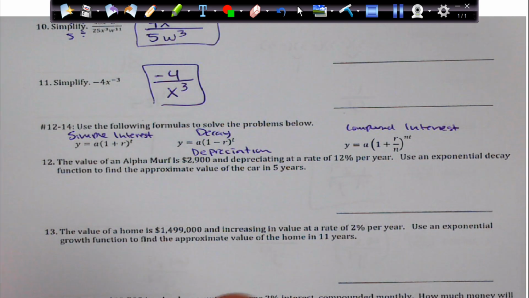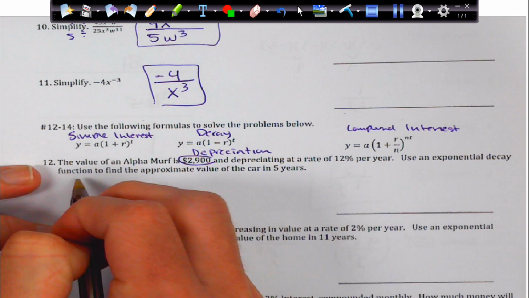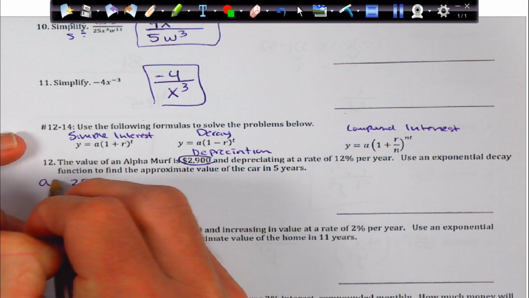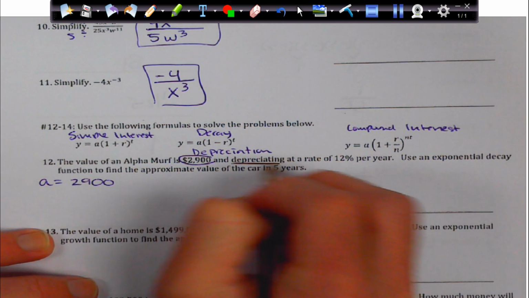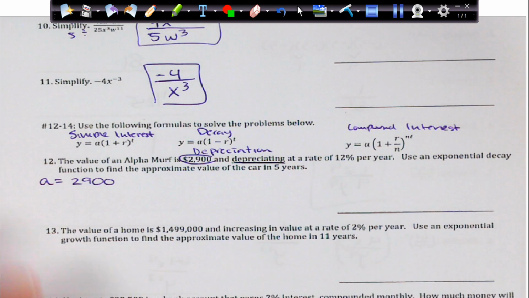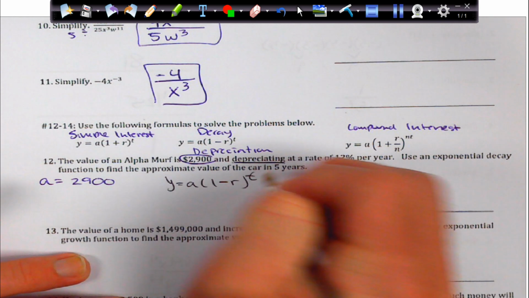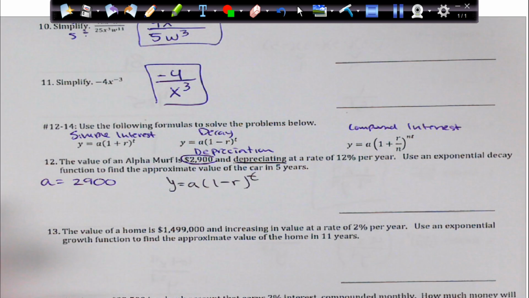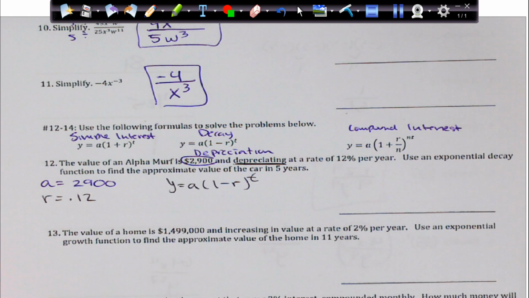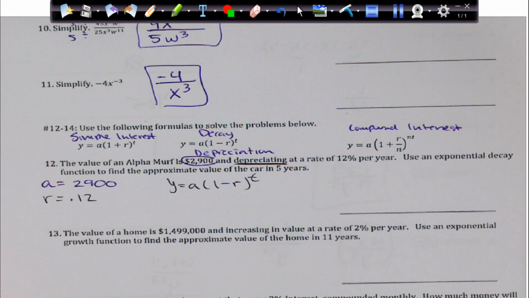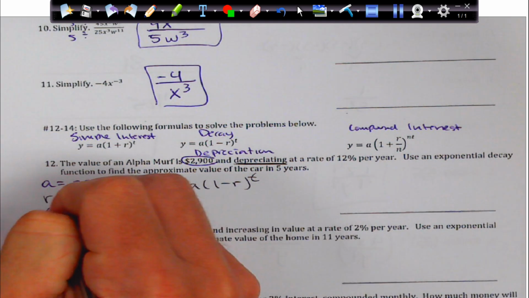So let's go through our first one. The value of an alpha Murph is depreciating. So we get 2,900. That 2,900 is our A. It's our starting value for this. It is depreciating here, so I'm going to be using this middle model of y equals A(1 minus R)^T. The rate is at 12%, so R is going to be 0.12. I write it as a decimal. And then it even says use exponential decay, and it's valued after 5 years, right there.